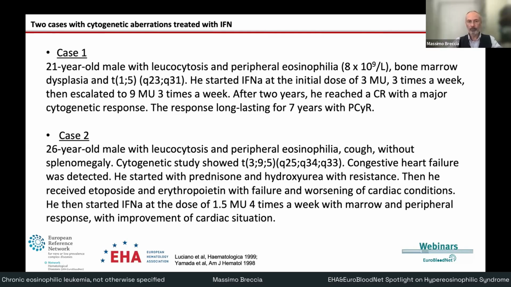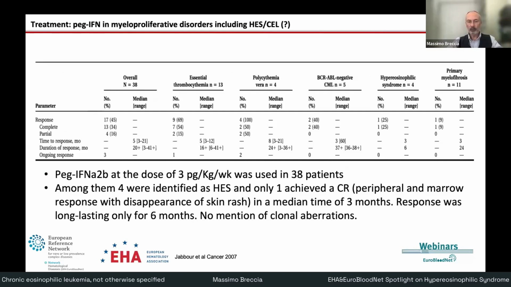So PEG interferon could also be another possibility, but remember that in the literature only this article by MD Anderson was reported, showing only 4 hypereosinophilic syndrome patients, of whom only 1 achieved a complete response, but we have no mention of bone marrow findings or clonal aberrations in these 4 patients.